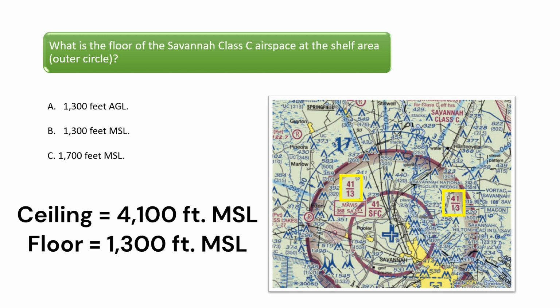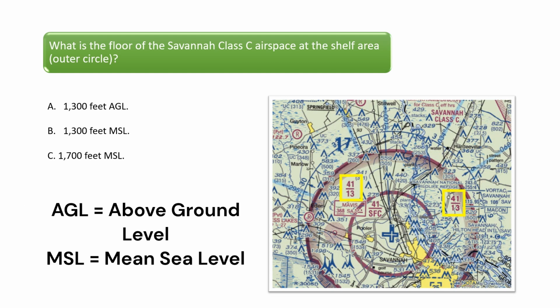AGL stands for above ground level and is the actual altitude above the surface. The ceilings and floors of airspace classes are shown in a VFR sectional chart in MSL, which is above mean sea level. The correct answer is B, 1,300 feet MSL.